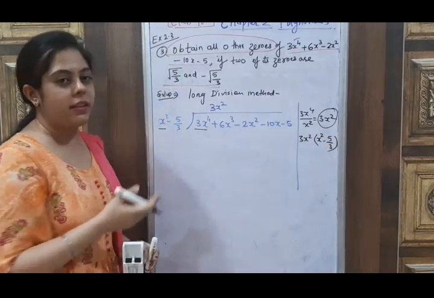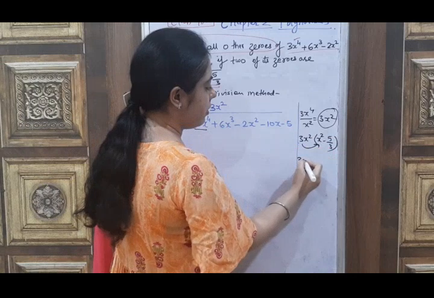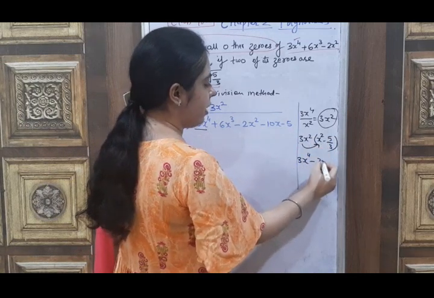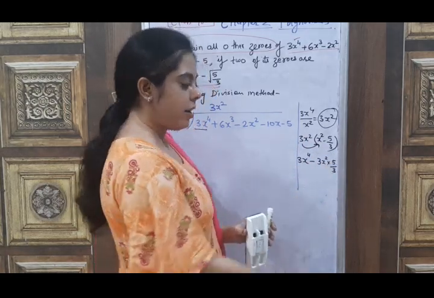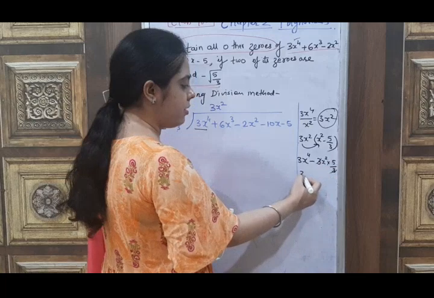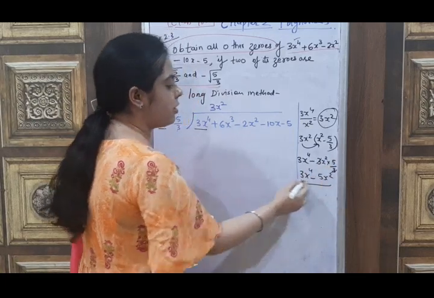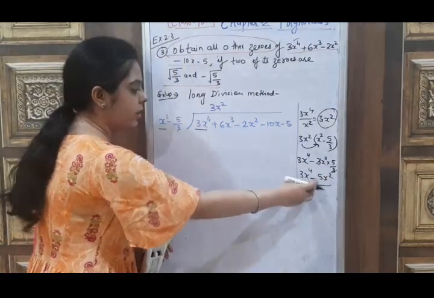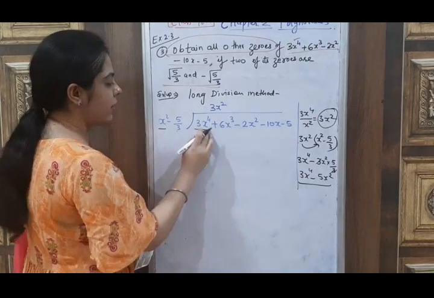And you know very well how to multiply it. So let's multiply here: 3 into x square gives x power 4, and 3x square will be multiplied by 5 upon 3. Here the 3 and 3 will cut, so we get 3x power 4 minus 5x square. This is our answer after multiplying, and this polynomial we have to write here.